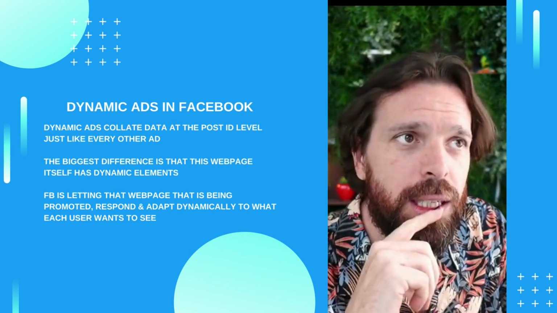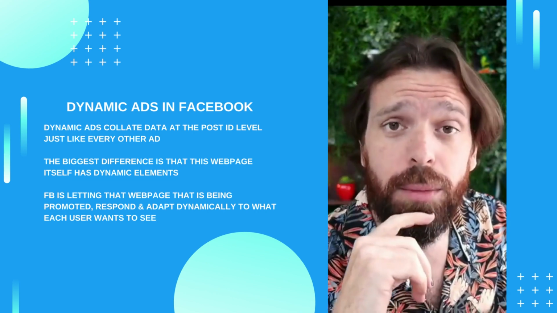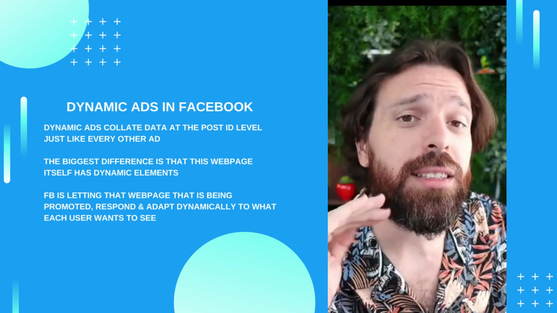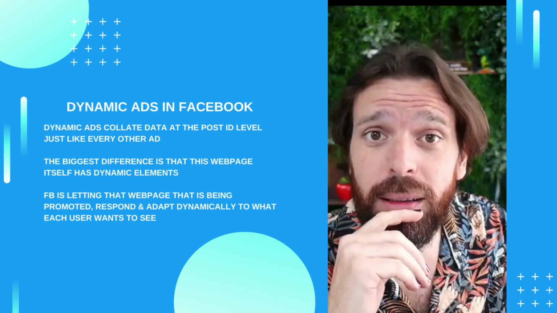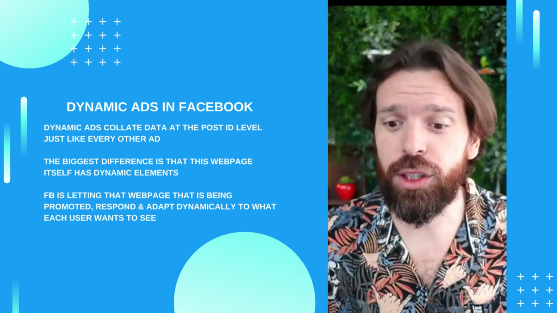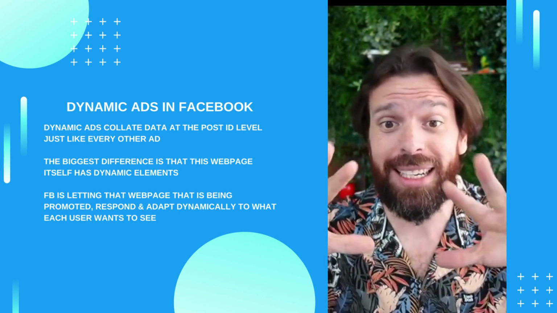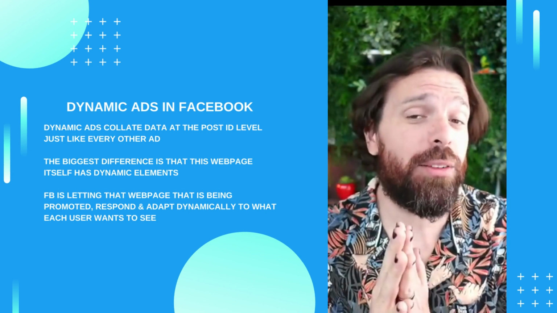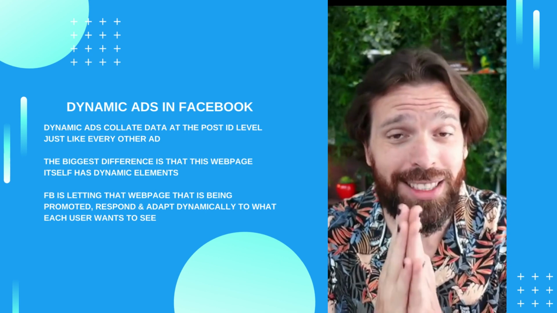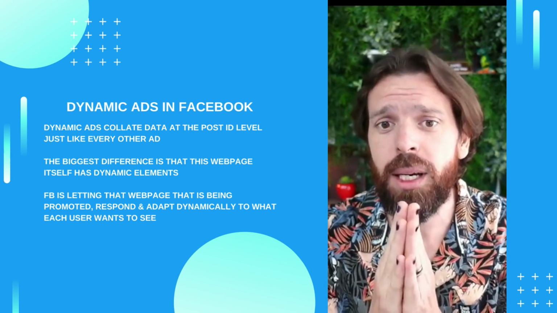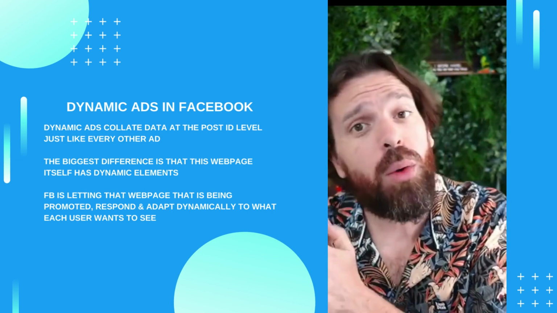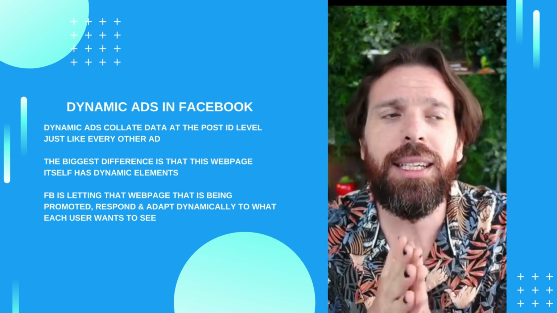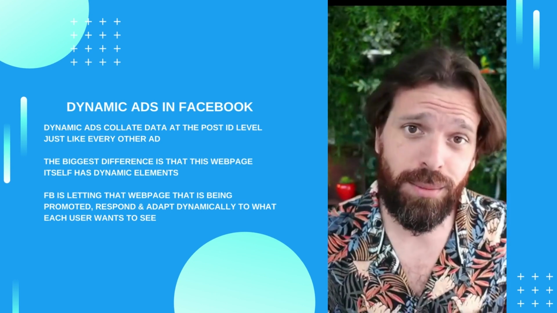So first off, dynamic ads, just like all other posts, collate the data at the post ID level. The biggest difference here is that the web page itself is now dynamic. It's not 20 different web pages, each one fighting against each other and collecting their own data in silos. It's one web page with 20 different potential variations, but all of the learning is still consolidated to one single place. Facebook is letting that web page that is being promoted respond and adapt dynamically to let each user see the content that they want to.